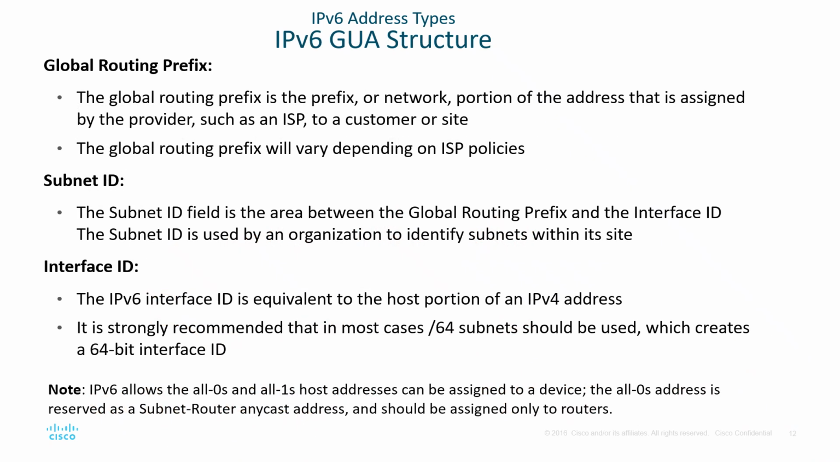Now, global routing prefix. The global routing prefix is the prefix or network portion of the address that is assigned by the provider, such as an ISP, to a customer or to a site. The global routing prefix will vary depending on ISP policies. The subnet ID is the area between the global routing prefix and the interface ID, and it is used by an organization to identify subnets within its site. So subnetting in the IPv6 world will always take place in the 4th hextet and go from there.